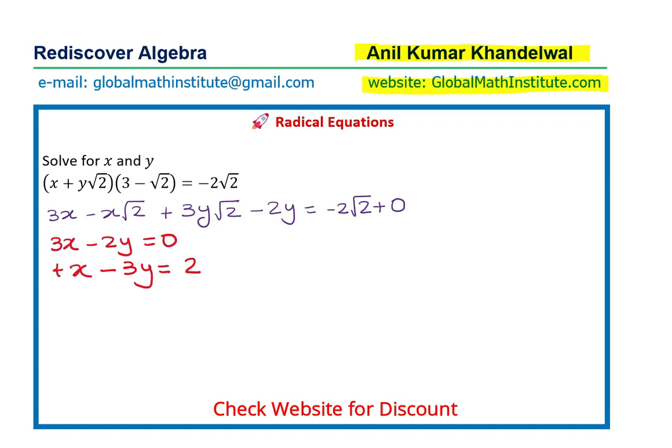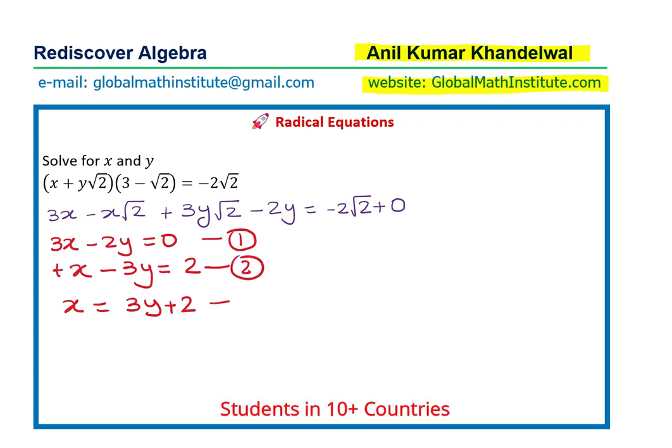You can use any method to now solve. What we are going to do is from x minus 3y equals 2, we will find x is equal to 3y plus 2, right? So this was equation number 1, which we got, and we isolated x and got equation number 3. We are going to substitute this x value in 1, right? So we'll get 3 times (3y plus 2) minus 2y equals 0.